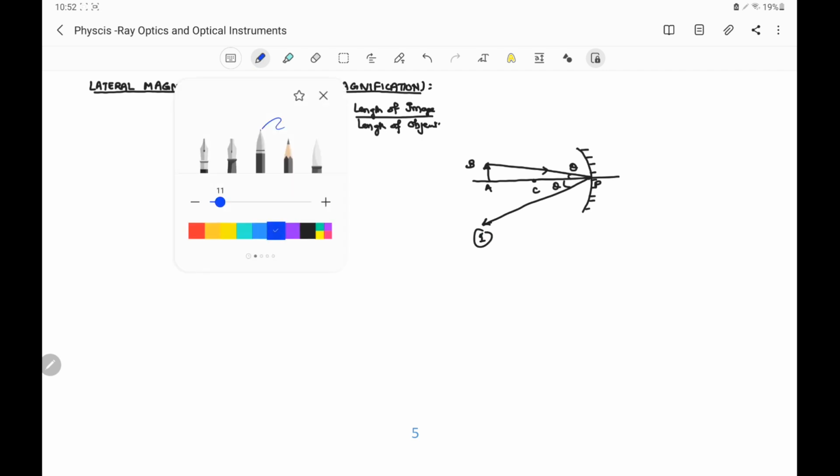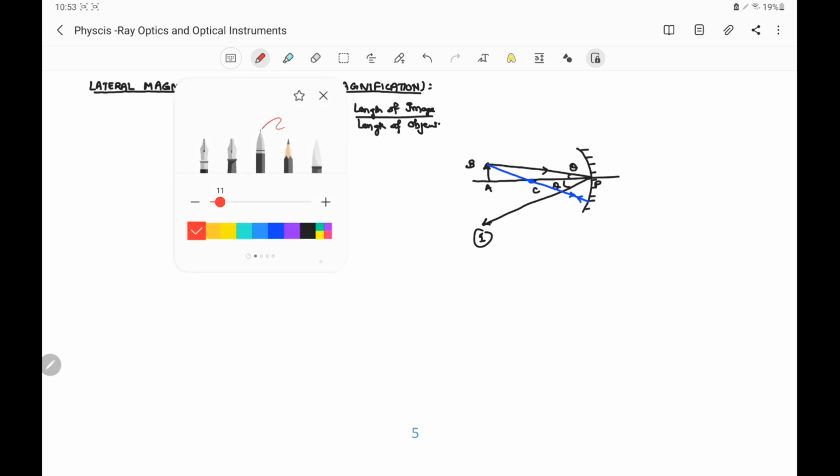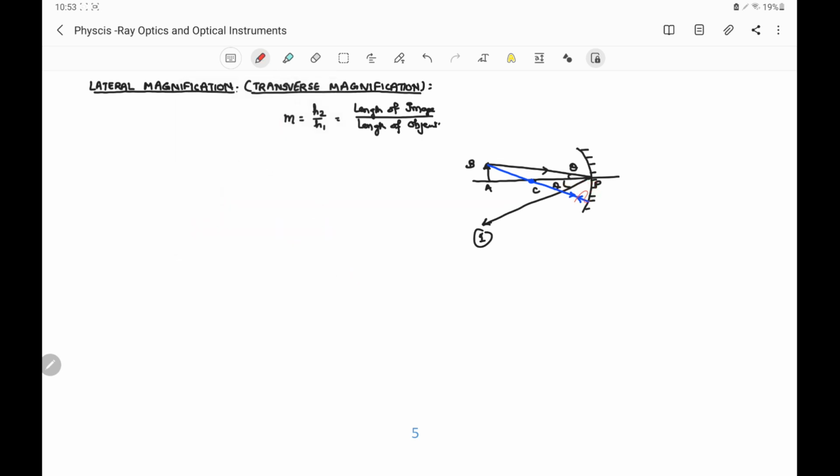Now we consider another ray which passes through the center of curvature. Because we have already mentioned that the line joining the center of curvature and the point on the mirror is normal to the mirror at that point, the ray is reflected back onto the same path. Therefore, we get the intersection of the two reflected rays, and this intersection point is the image of point B. And if we draw the normal onto the principal axis, we get the image A dash of the point A, and we get the image A dash B dash of the object AB.